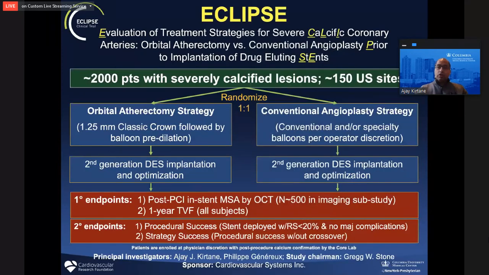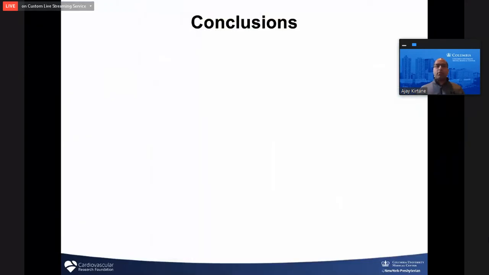The one thing that we are doing with orbital is that we're running a study of orbital versus conventional non-compliant balloons, with both an OCT endpoint as well as a clinical endpoint. And so the idea here is to say, look, we need to prepare these lesions adequately, but do you need to use atherectomy or can you use balloons? Or do we think atherectomy is superior? So this is what this study will be doing, and we're almost 3/4 of the way enrolled in the study.